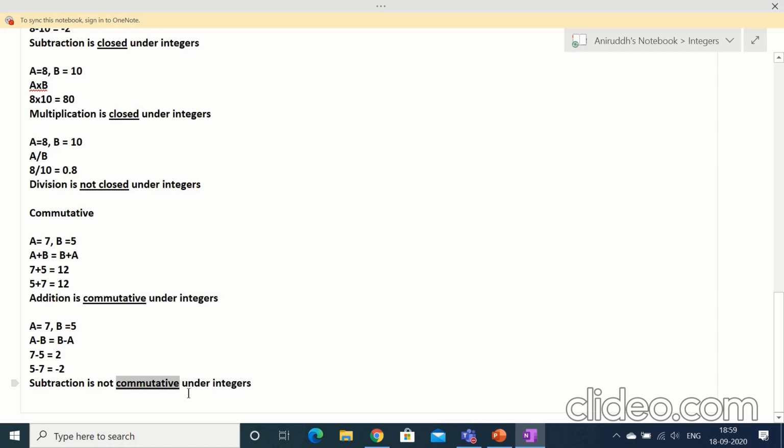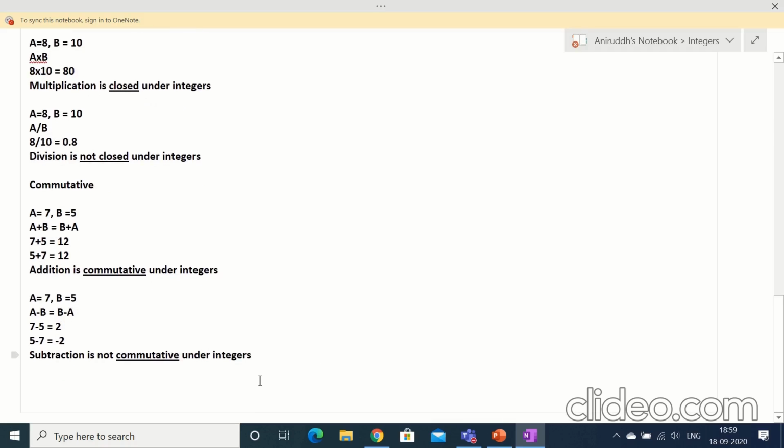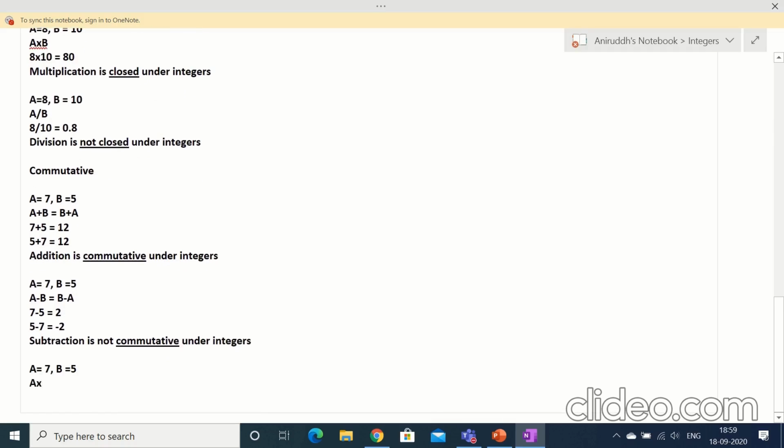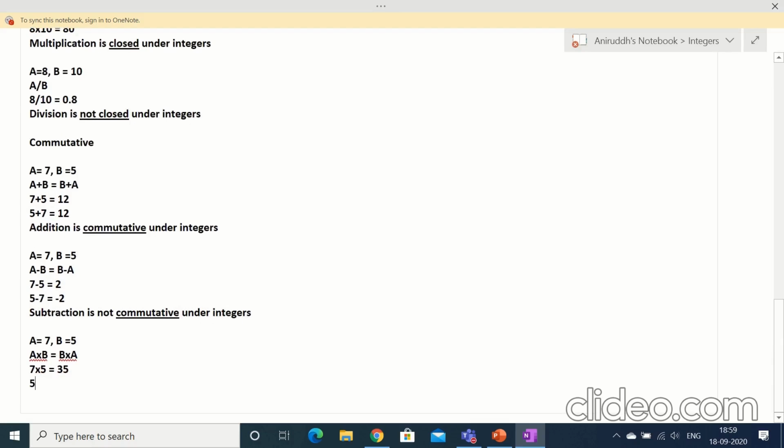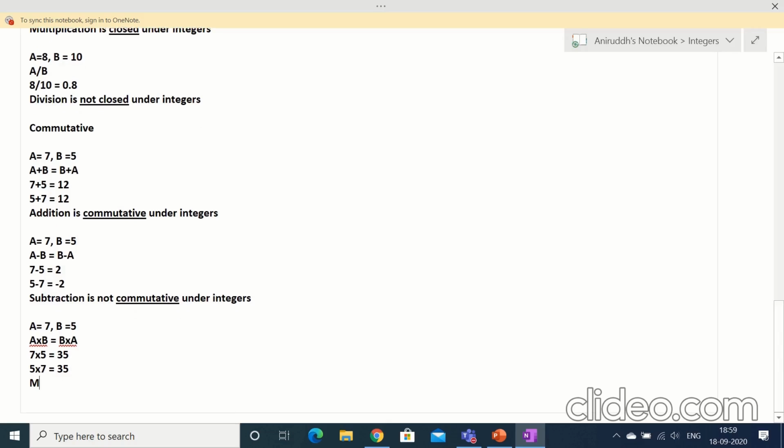Now multiplication. A into B should be equal to B into A, which means A into B is 7 multiplied by 5, that is 35, and 5 multiplied by 7 when we reverse is 35. So we get the same integer as the product. So we say that multiplication is commutative under integers.